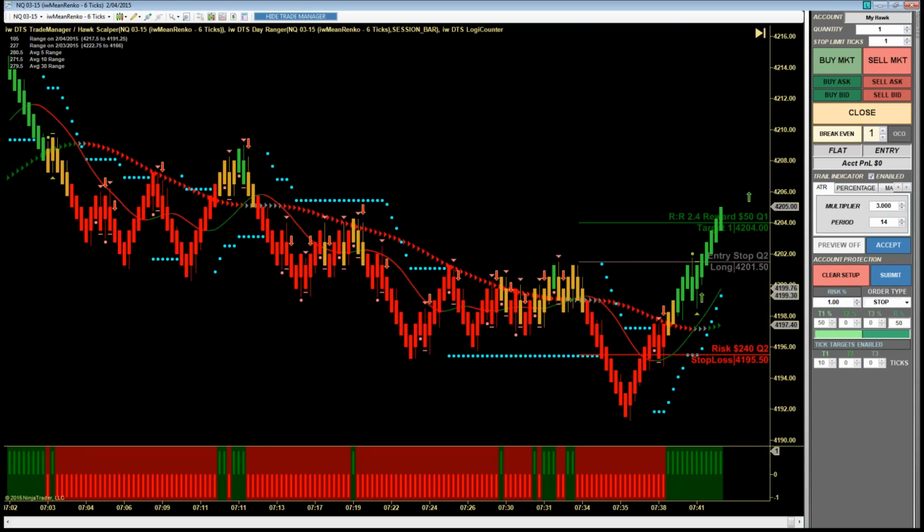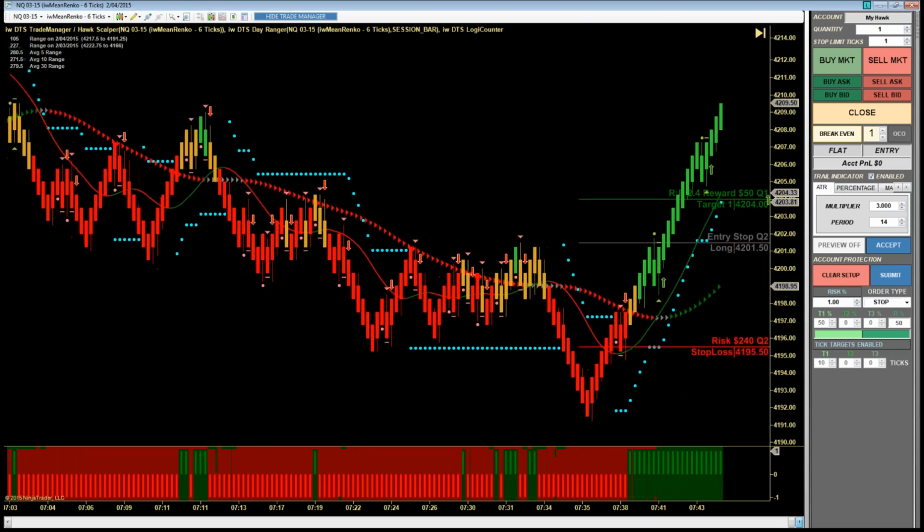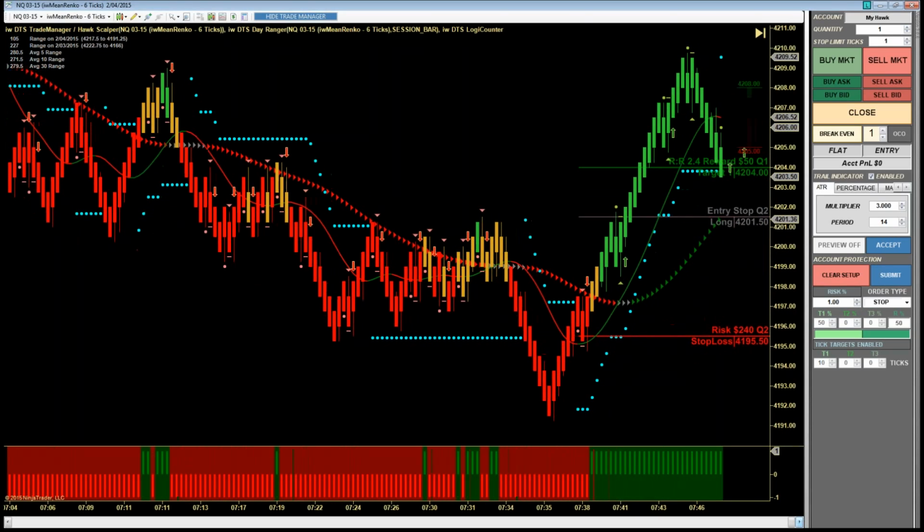So we'll use the preset targets. We would set it up like this, and I can go in for two contracts. Trade Manager will lock in my $50 target right here. So I've got profit on one, and now Trade Manager will manage the other contract until we get stopped out, well, pretty much the same place.